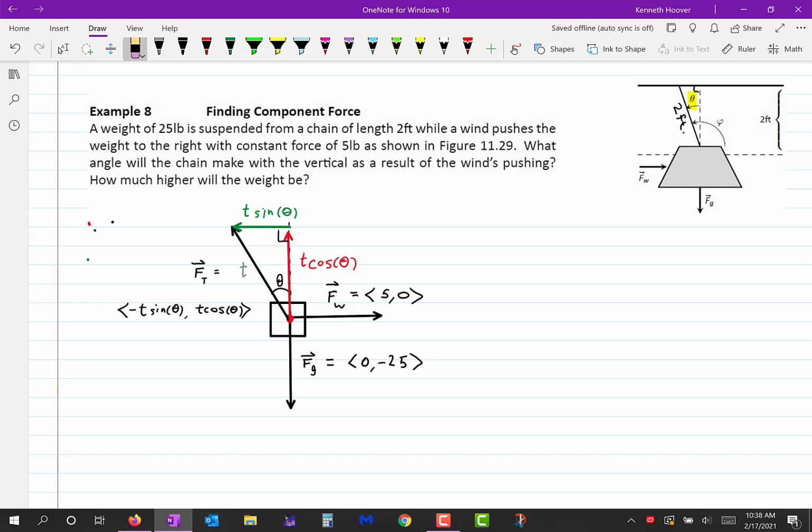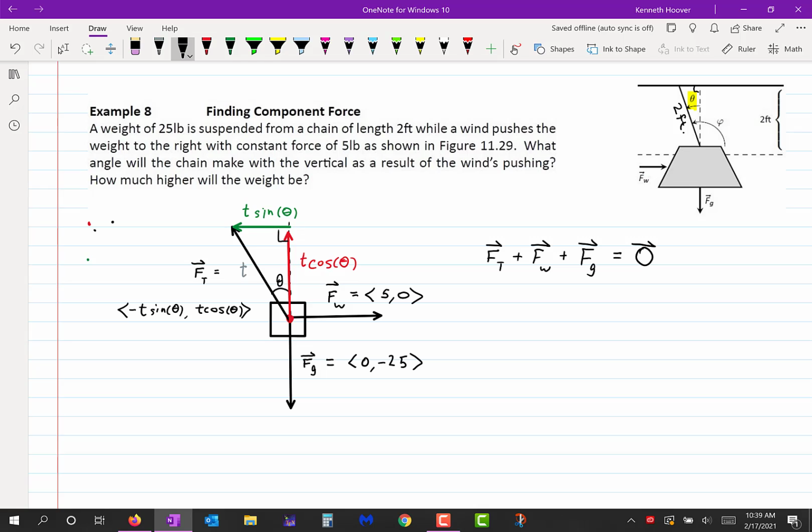And that means, since there's no acceleration, then once again, there's no net force. So we write the sum of the forces must equal the zero vector, which is saying that those three forces are canceling out. The tension on the chain is canceling out the forces of gravity and wind.